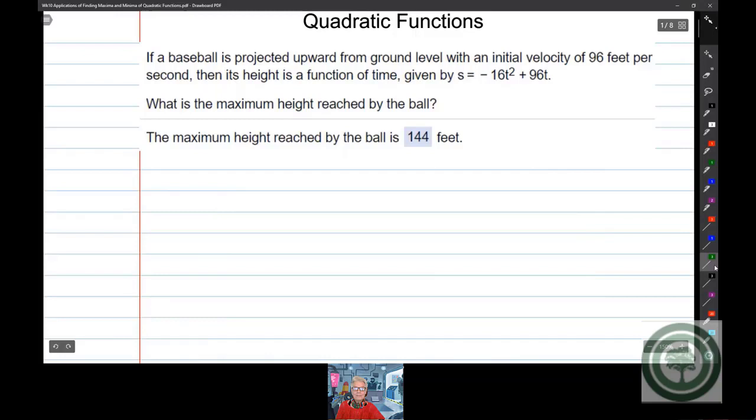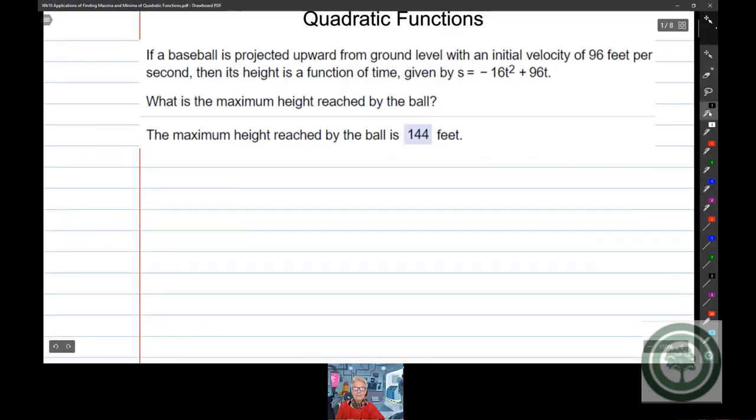Here we are, and we're going to be discussing applications of quadratic functions, a more advanced approach. If a baseball is projected upward from ground level with an initial velocity of 96 feet per second, then its height is a function of time. That is, as time goes by, it gets higher and then lower. Given by this function, S for distance equals negative 16 t squared plus 96 t.